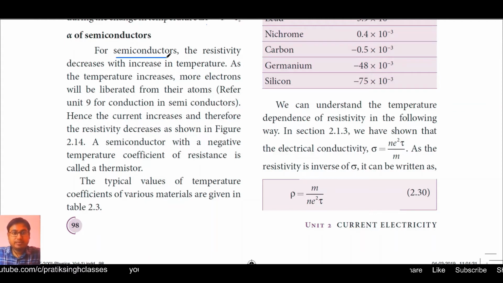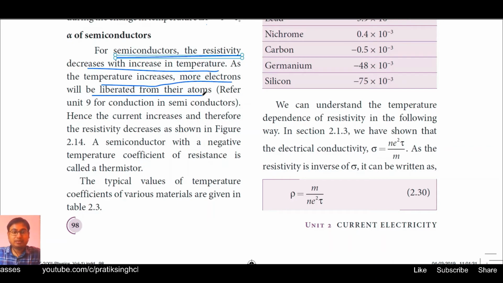For semiconductors, the resistivity decreases with increase in temperature. So keep in mind that for conductors, the resistivity of the material increases with temperature, but in the case of semiconductors, when the temperature increases, resistivity will decrease, and vice versa. As the temperature increases, more electrons will be liberated from their atoms, and hence the current increases, and therefore the resistivity decreases, as in figure 2.14.